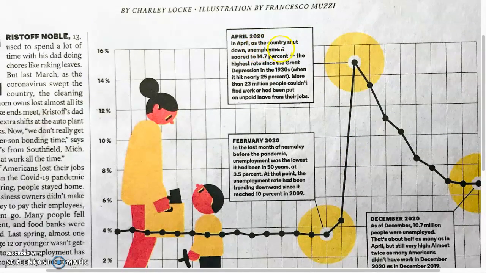In April, as the country shut down, unemployment soared to 14.7%, the highest rate since the Great Depression in the 1930s, when it hit nearly 25%. More than 23 million people couldn't find work or had been put on unpaid leave from their jobs. So 23 million people couldn't find work. And that was the highest rate since the 1930s. It's a long time ago, almost 100 years ago. So it was the highest since that time.